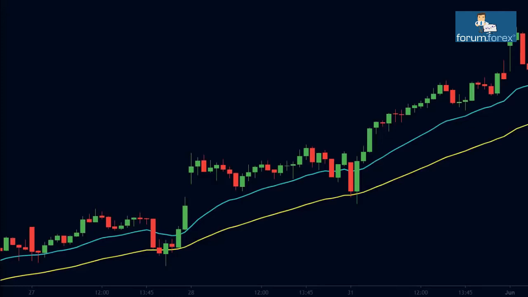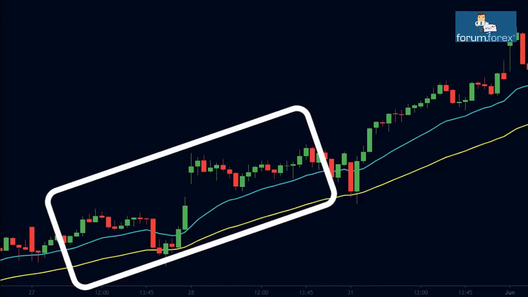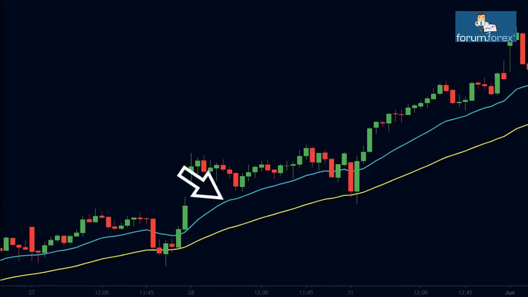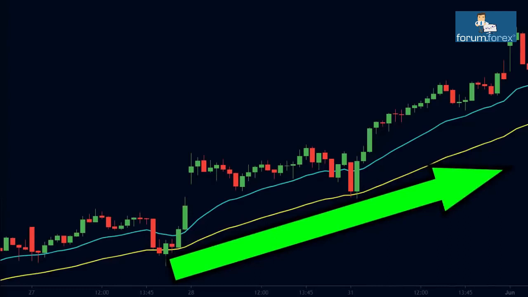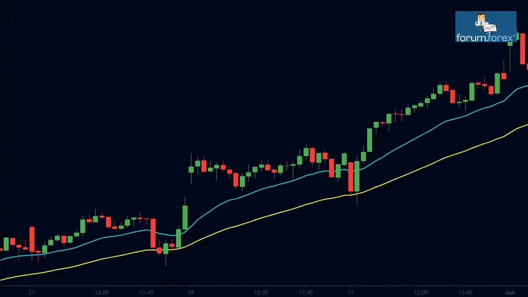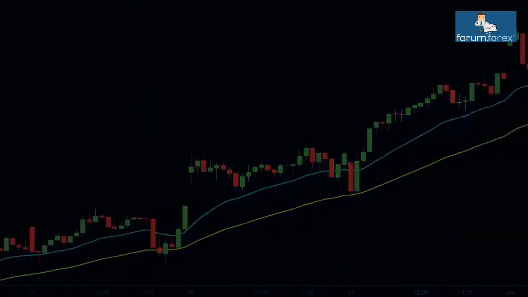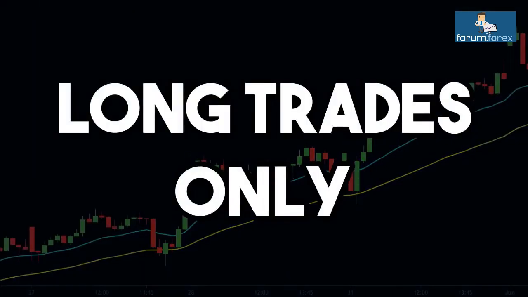So, for an uptrend, the price should be trading above the 20 and the 50 EMA. The 20 EMA should be above the 50 EMA. And both of these moving averages should be sloped upwards. When all of these conditions are met, we can conclude that the price is in an uptrend. Hence, we will be looking for long trades only.